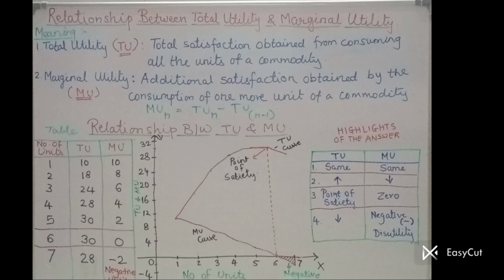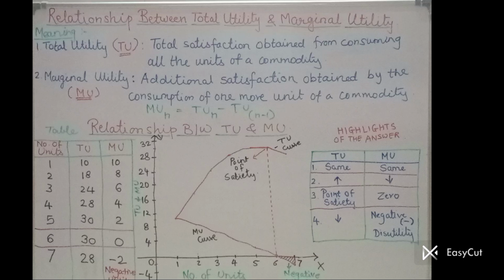It is denoting 0. And after that, when the consumer consumes the seventh unit, there is -2 utility. So this MU curve will fall downwards, cutting the x-axis, which is shown by the shaded area by me. So at the seventh unit of consumption, there is disutility of -2, or negative utility of -2, which is shown by the shaded portion in the diagram. Now I have drawn a vertical dotted line to show this point of satiety, and on the TU curve I have shown an arrow. With the help of the arrow, I have shown the point of satiety.